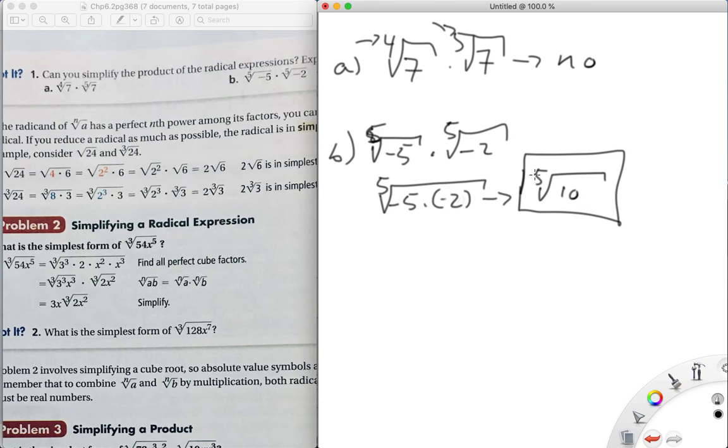Okay, so if they are of the same index, then I can multiply the numbers under the radical sign, or I can multiply the radicands.